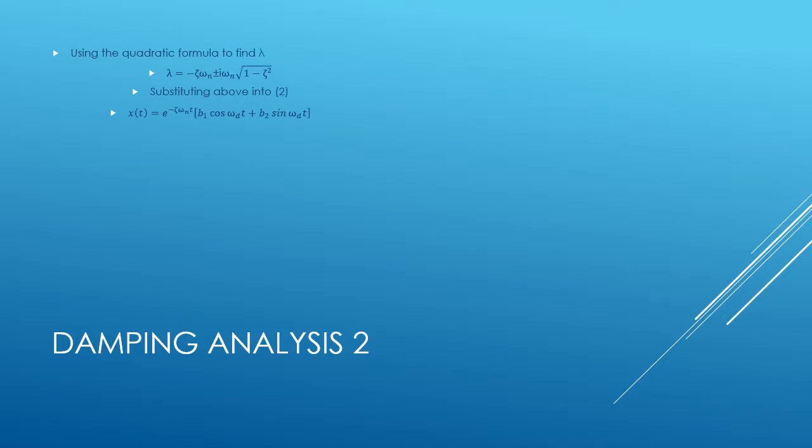Now substituting that back into the original equation, we see that the displacement response has both a sinusoidal component and an exponential component to it. And we also define that the damped natural frequency is equal to the natural frequency times the square root of 1 minus zeta squared. And zeta basically determines what type of response the system has.